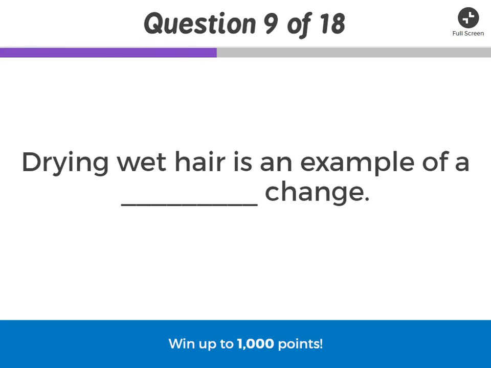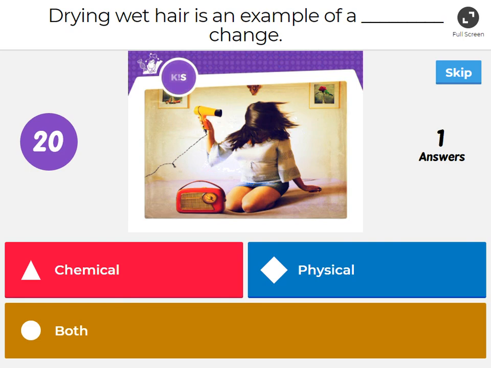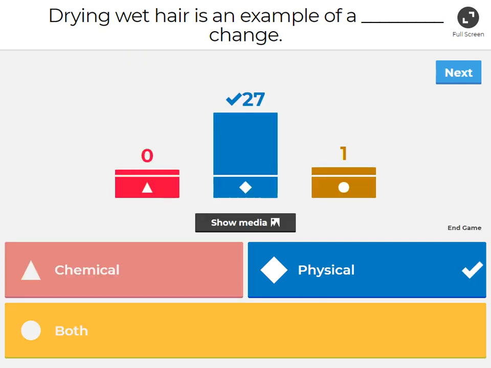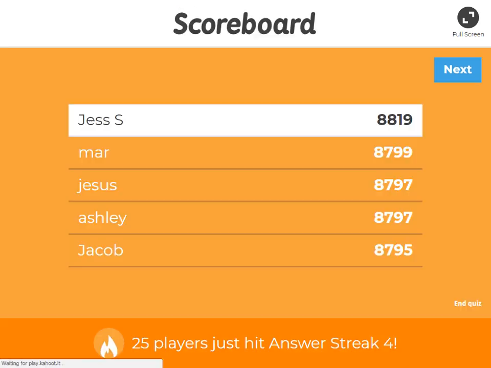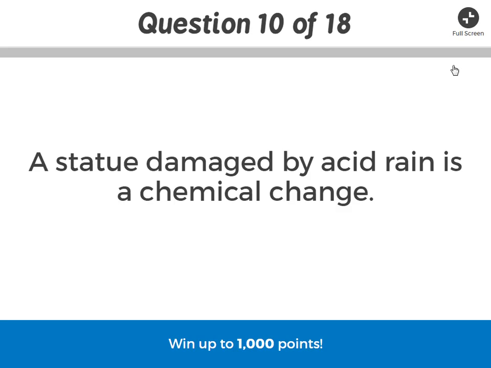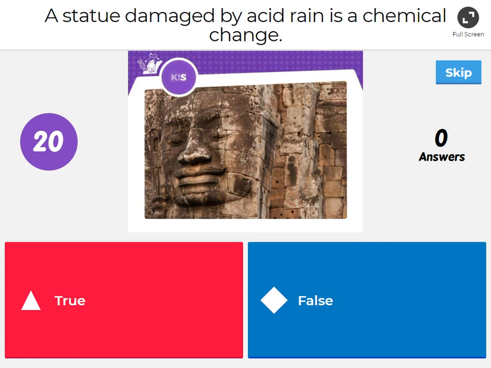Drying wet hair is an example of... okay, so we're going from wet state to dry state. Liquid to gas, you've got to think chemically. That is an evaporation process. A statue damaged by acid rain is a chemical change. True or false?